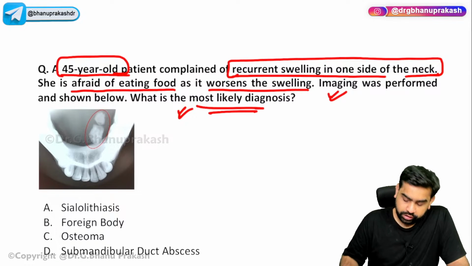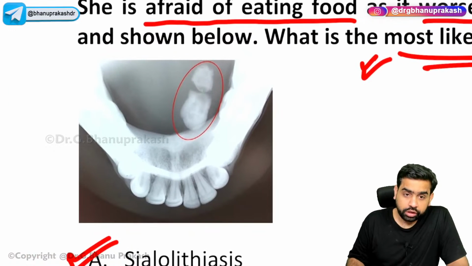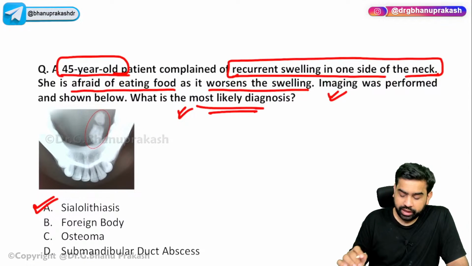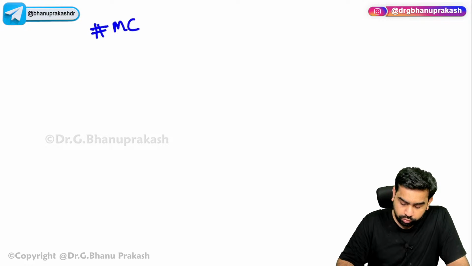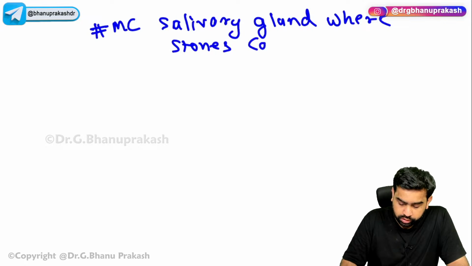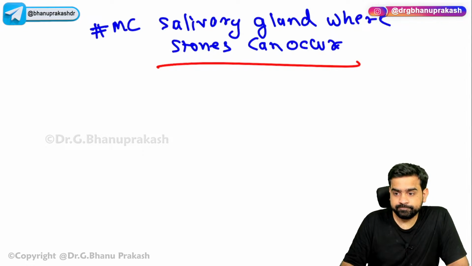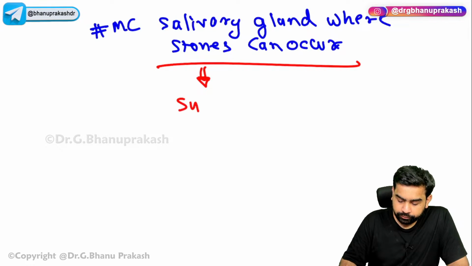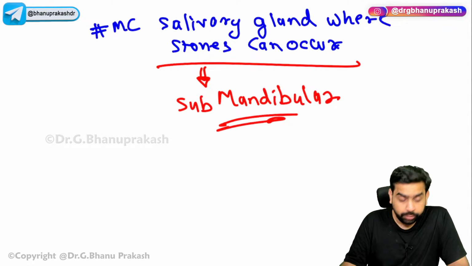Yeah, it is sialolithiasis. Please try to understand this, very important. Now let's talk a bit about this. If I ask you, what is the most common salivary gland where stones can occur? It is not sublingual. It is the submandibular salivary gland.